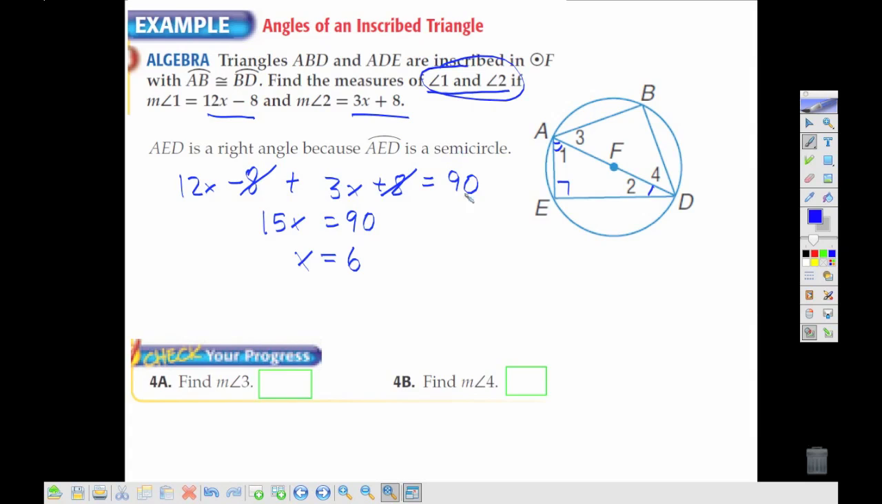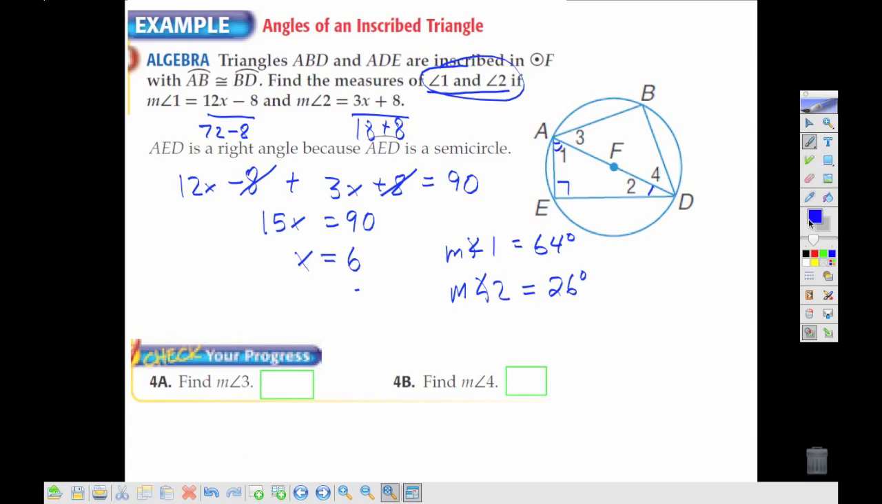Now we were asked to find the measures of angle 1 and 2, so we should go back and actually plug that value in. Plugging into angle 1, that will give us 12 times 6, which is 72, minus 8, which is 64 degrees. And the measure of angle 2, if we plug the 6 in, that will give us 18 plus 8, which gives us 26. Notice we add those together, they do give us 90 degrees, so that's another way to check it.